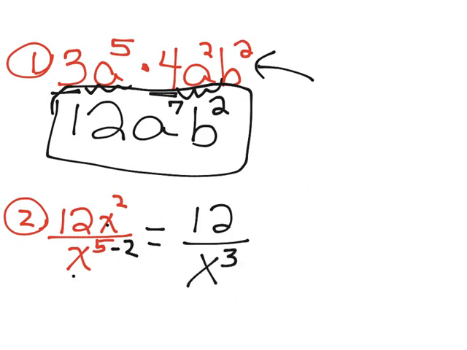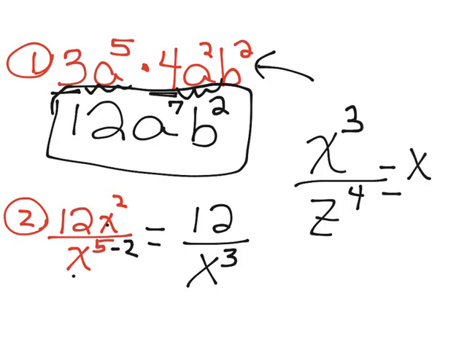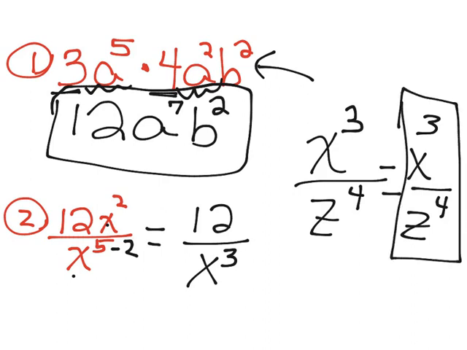A word of caution. If you have x to the third over z to the fourth, there is nothing else that you can do with this problem. This problem is as simplified as it is going to get. There is nothing else that you can do because these terms, x and z, are not alike. It's already as simple as it's going to get. Pay attention to the variables. You can only combine them if the variables are alike.